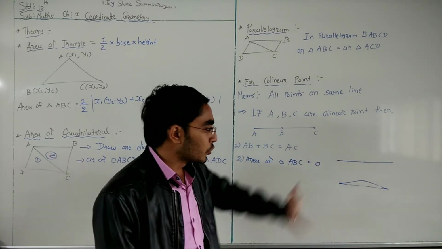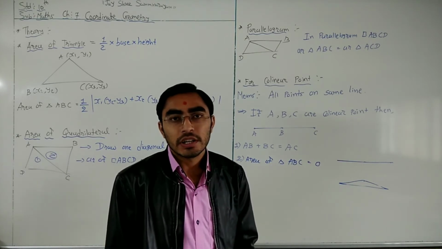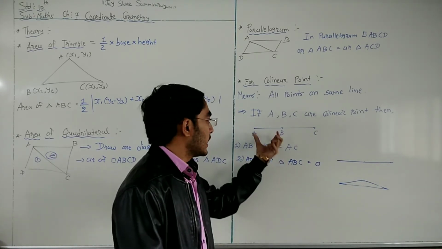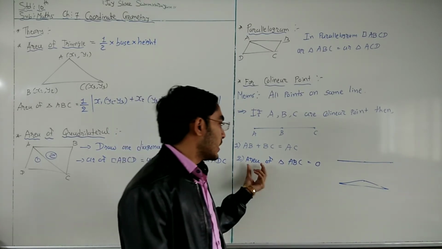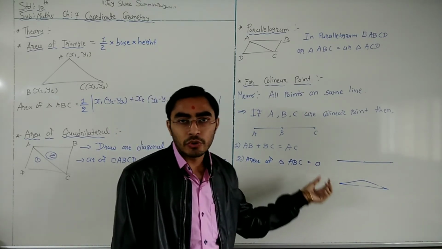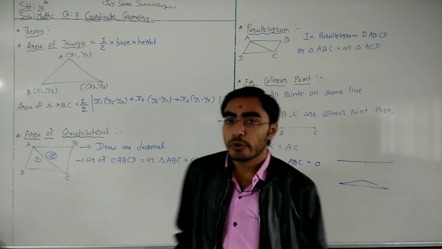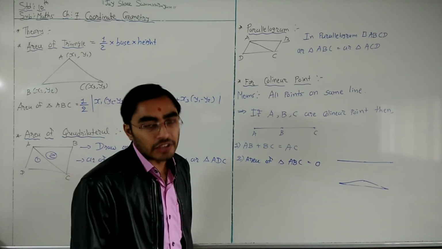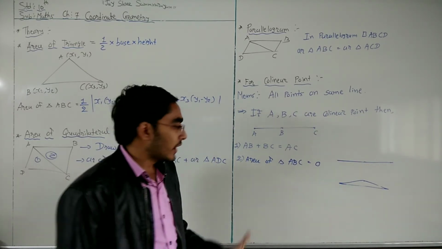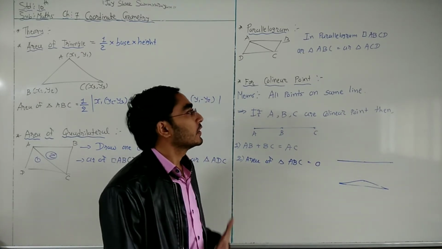So in total, we have 2 ways to prove that given points are collinear. First, AB plus BC is equal to AC, where we can use the distance formula. Second, the area of triangle ABC is equal to 0, where we can use this formula. We can first find the area of triangle ABC, and if you get the answer 0, then you can say that the given points are collinear.